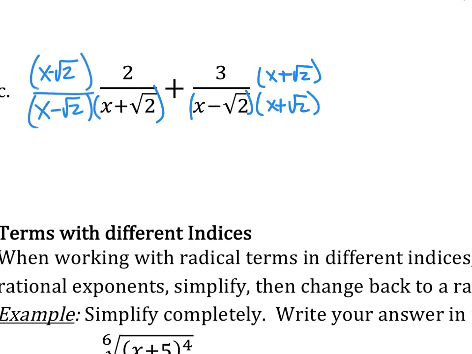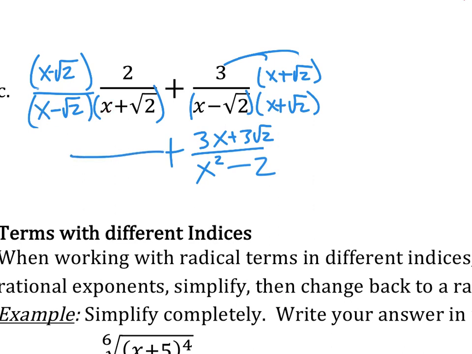So let's clean up these fractions separately. On top here, we just distribute and get 3x plus 3 square root of 2. The bottom, we're going to get the first thing squared. That's x times x, that's x squared. The middle terms drop out, and we've got the square root of 2 times the square root of 2, so it's minus the second thing squared, which is 2.